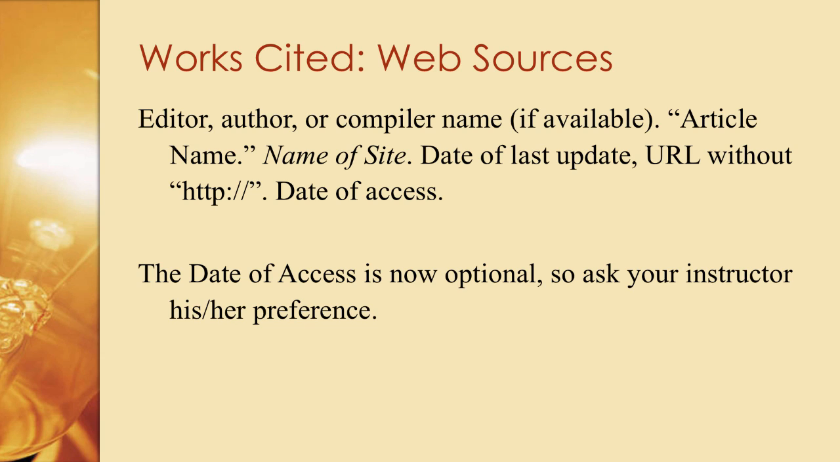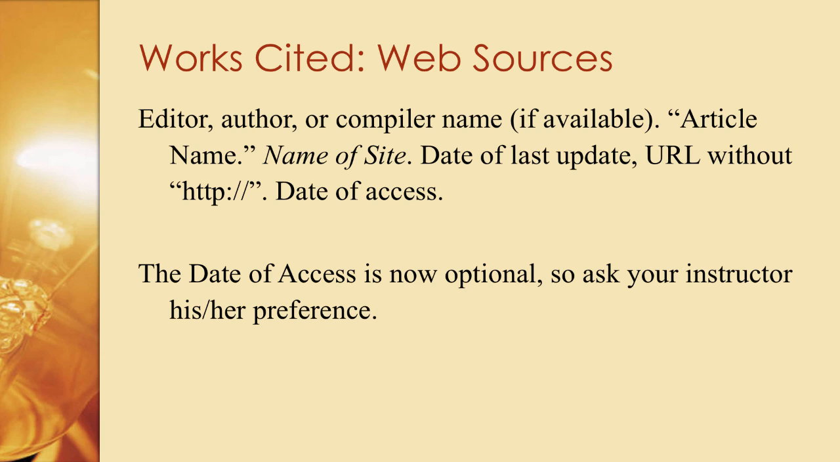The next thing is the article name, then the name of the site. The name of the site is a large body of published information, so that's why it's italicized. So it's kind of like I have a book, meaning I have the internet site, and this piece of it that I'm using is the article name. We want to include the date of the last update, and then the URL, but you leave off the http://. You just start with the next thing, which might be www, or it might be an actual word. It depends on the site. And then the date of access.